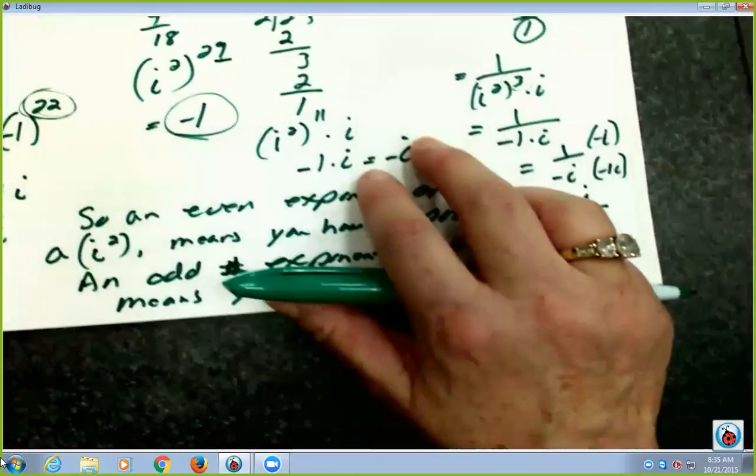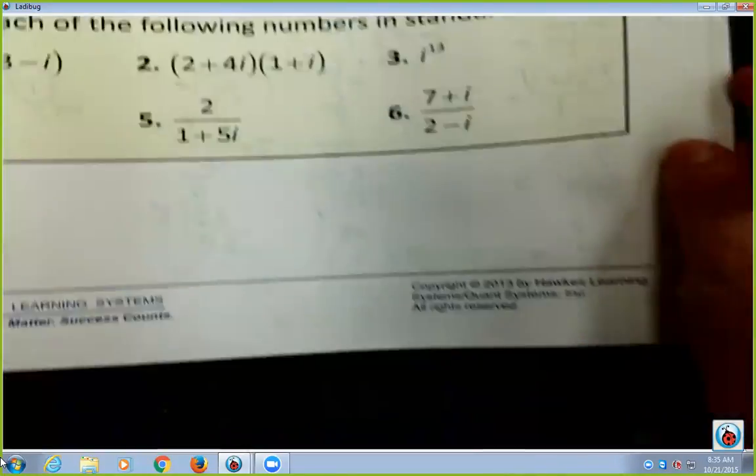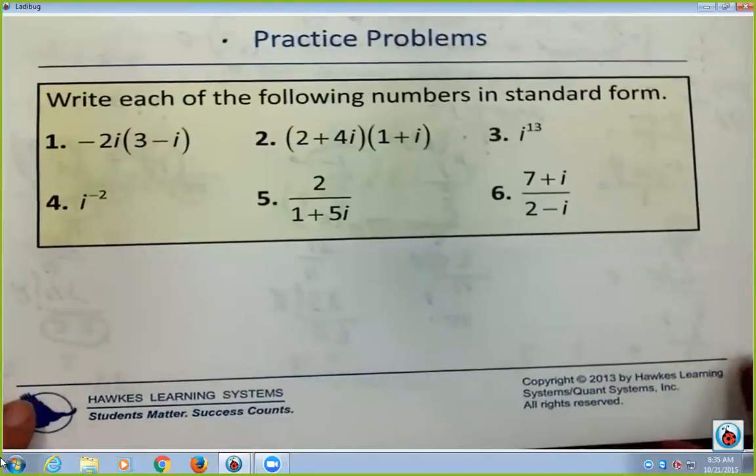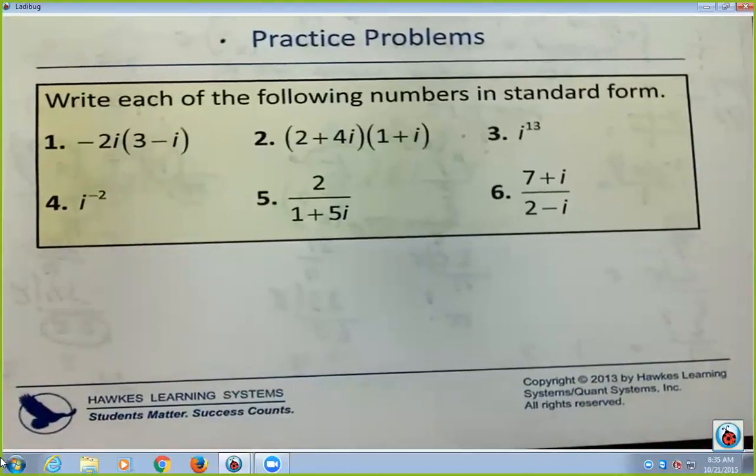So any more of those we need to do? Or you think you're okay with that part? Then the last piece is practice ones. It gets in and does some practice problems in here with what we have to do.